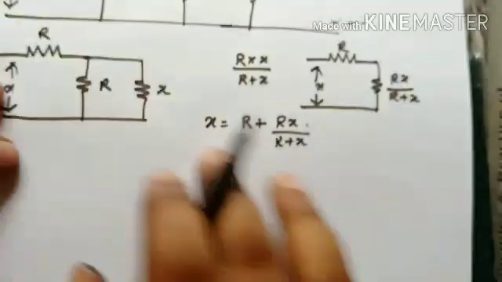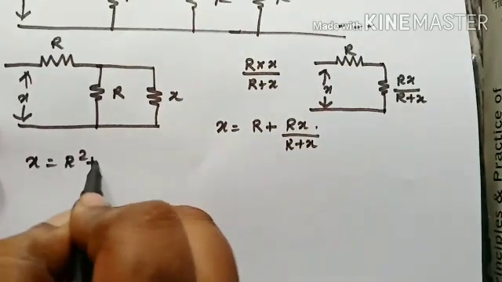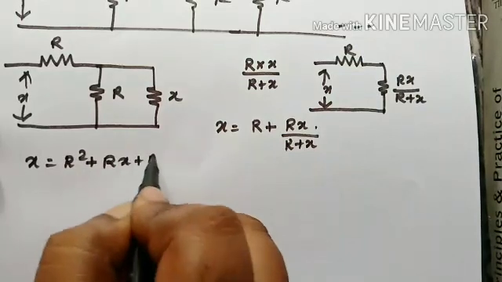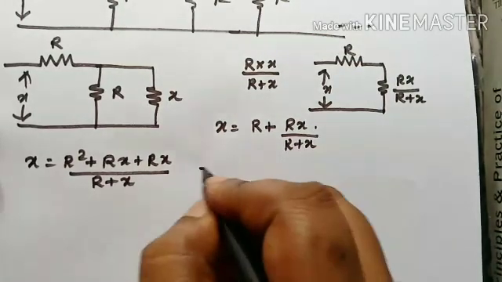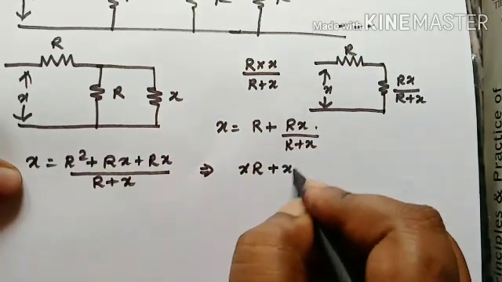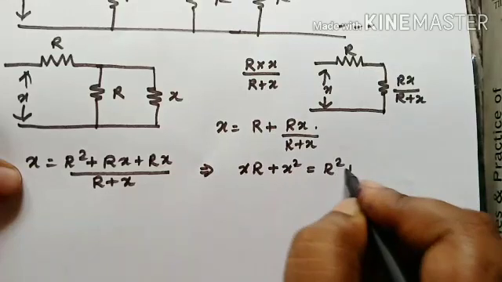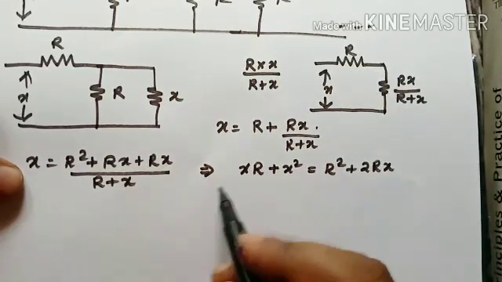Now let's move on and solve this equation. So X is equal to R squared plus RX, whole divided by R plus X. That is equal to RX plus X squared is equal to R squared plus 2RX. Right, I can remove one RX here.